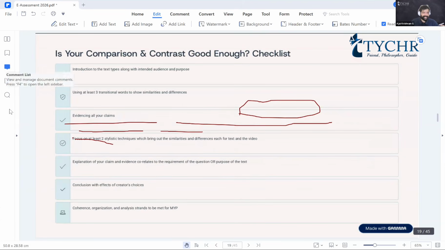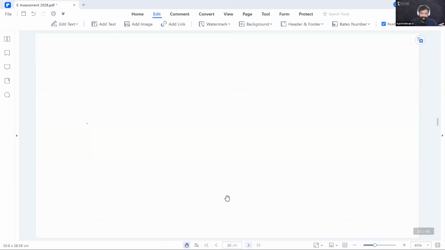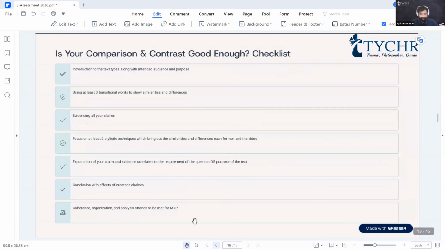Here's a quick checklist for you to cross-check any compare and contrast response you write, to make sure you're writing a really good compare and contrast essay. Make sure there's an introduction of the text types along with the intended audience and purpose, and then use at least 3 transitional words to show similarities and differences. We'll come to the transitional words again, but as I showed you before, make sure you use these comparison words and contrasting words in plenty in your response.